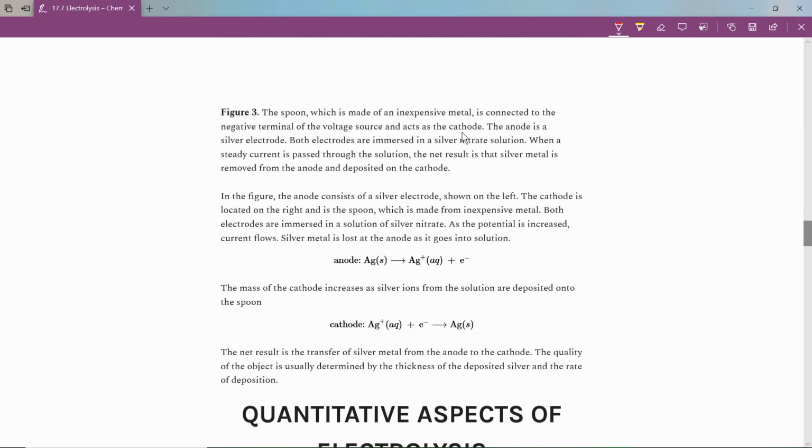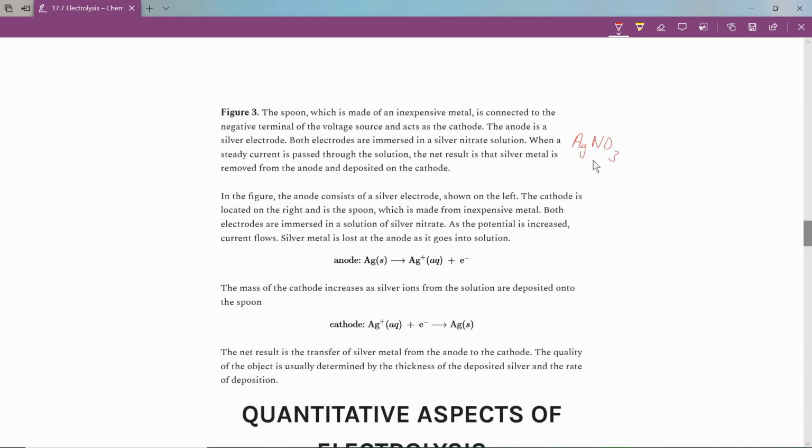So you're going to have a spoon made of an inexpensive metal, connected to the negative terminal of the voltage source, and it acts as the cathode. The anode is a silver electrode. They're both immersed in a silver nitrate solution. Silver nitrate is AgNO3.